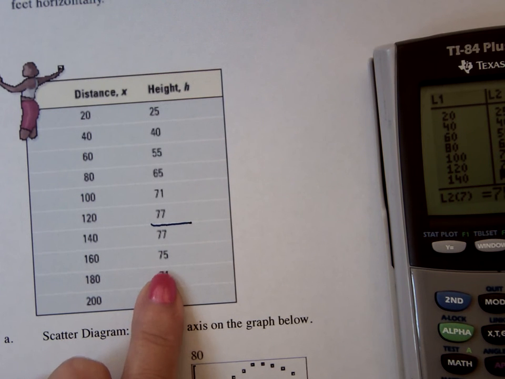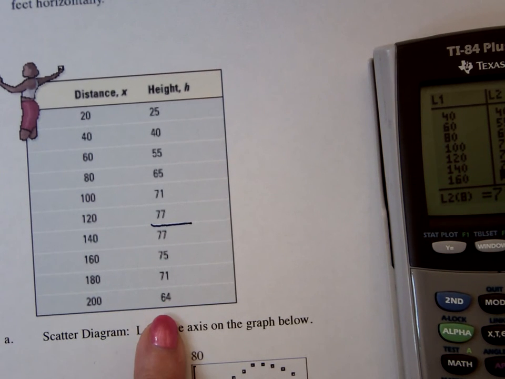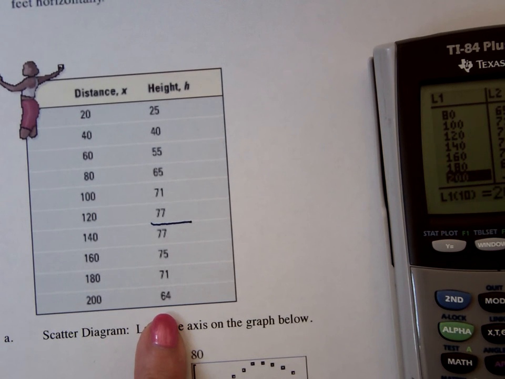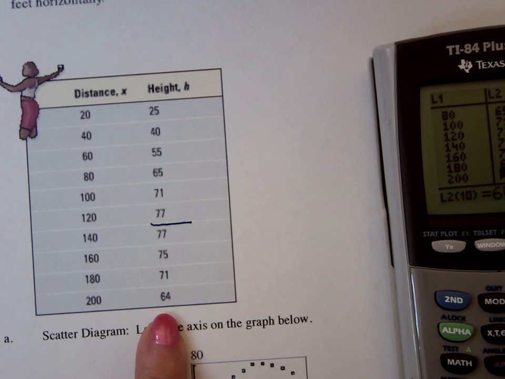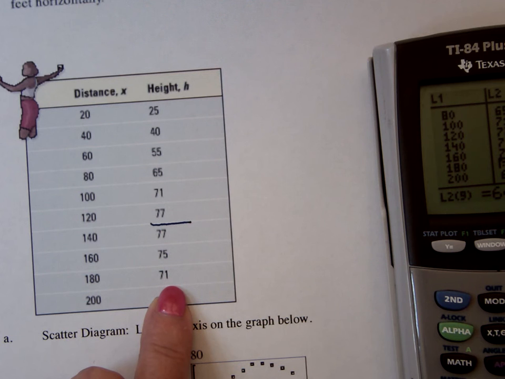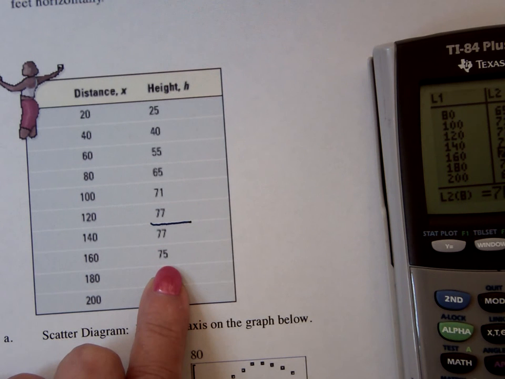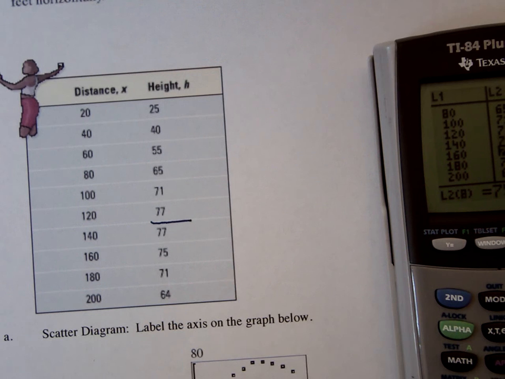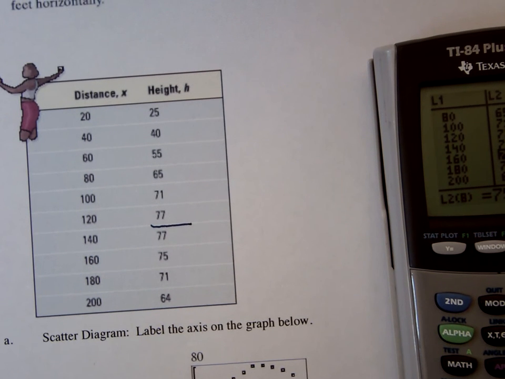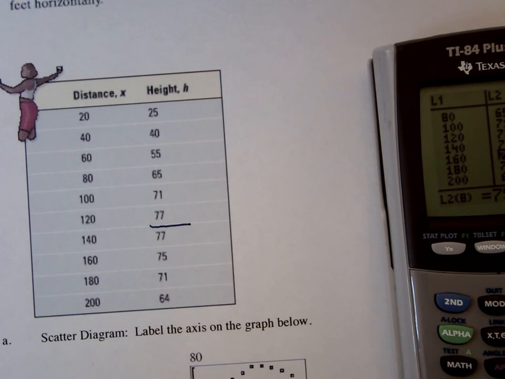Then 75, 71, 64. And then I noticed, does my data line up? Nope. So 64, I didn't have my two 77s. 71, 75, 77. I was too busy talking about it and forgot to put in the second 77.